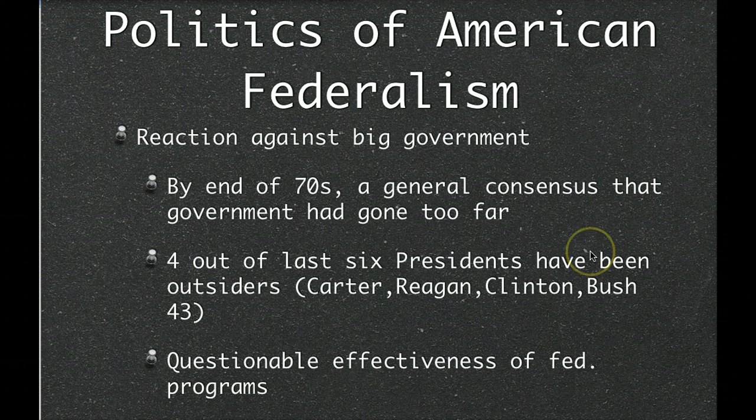By the end of the 1970s, there was a general consensus that the government had gone too far in developing the type of programs that were there to help the poor. Spending was going up, but people didn't seem to think that they were getting bang for the buck. And we also started going through a period in which many of the presidents, in fact 4 out of the last 6, and now 5 out of the last 7, have been outsiders. Though we could say Obama was an insider because he was a senator, but he only served a partial term. Before that, he did come from the outside.